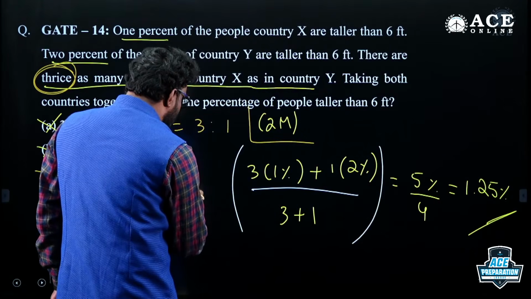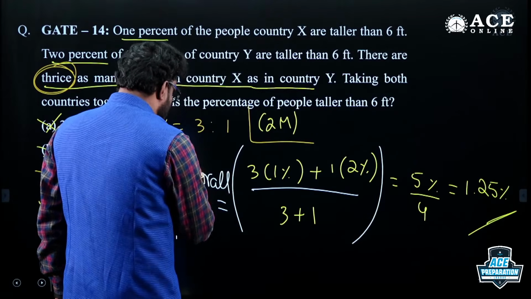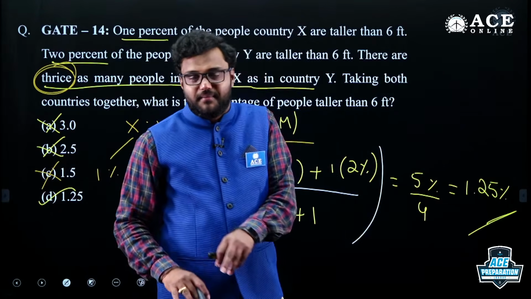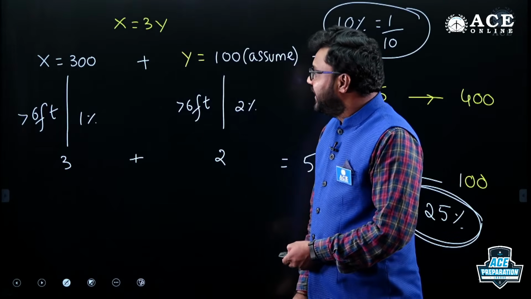What is the overall result? The overall result is nothing but 1.25%. Clear? So there are many ways to handle this. I hope you understand this question. See the next one, my dear friends.